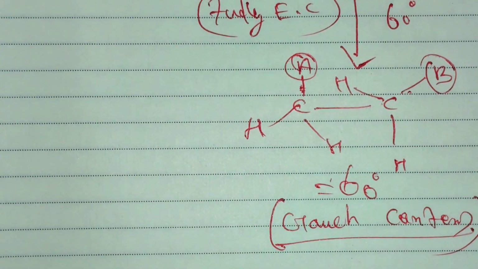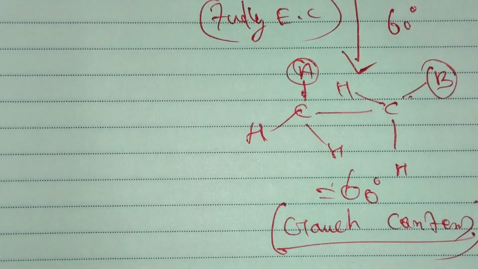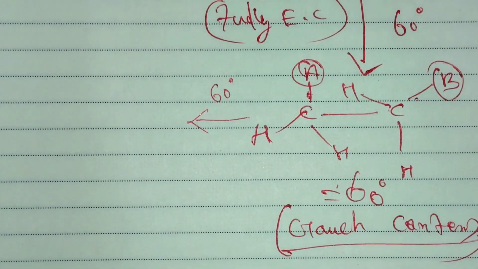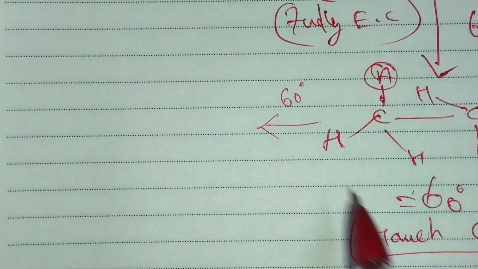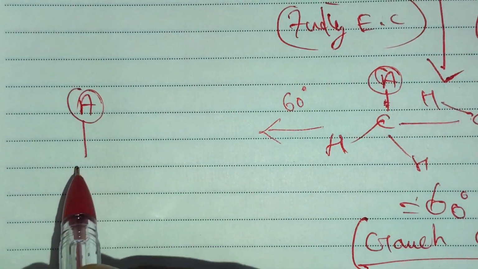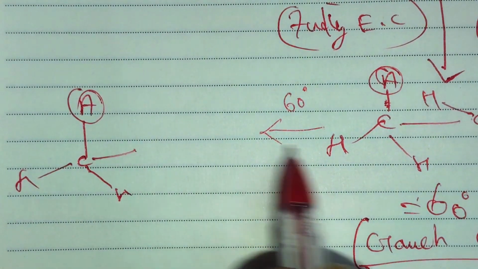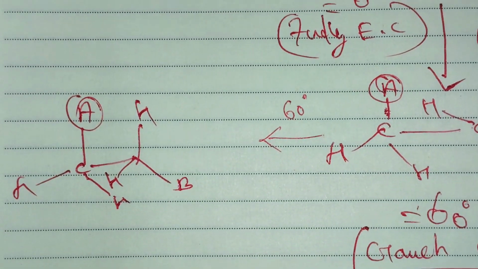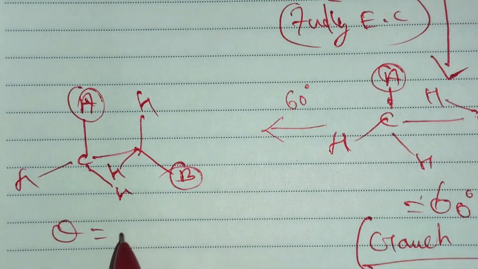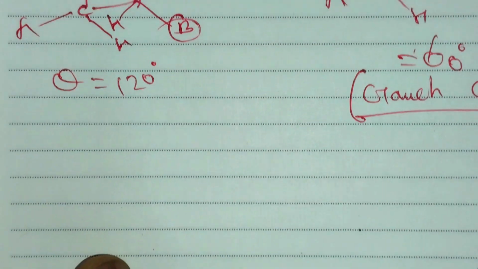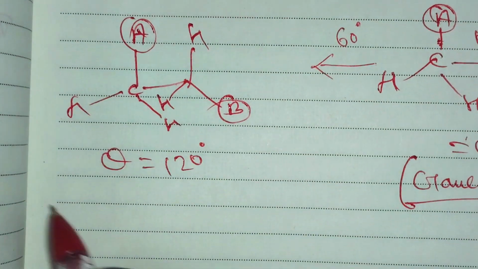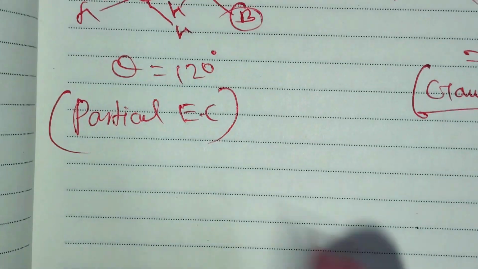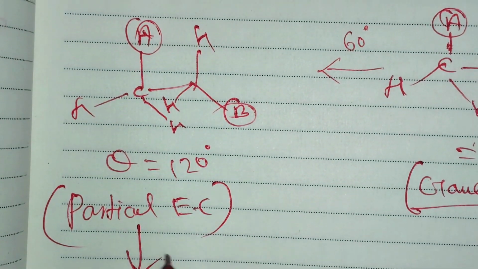Next category: if this molecule is again rotated by 60 degrees. Conformational analysis means that every 60 degrees we can get a new conformer. Here A is fixed, it's a carbon with hydrogen. This carbon can be rotated. Here is B, here is hydrogen, here is hydrogen. So now this A and B theta is 120 degrees. This 120 degrees is nothing but a partial eclipse conformer.